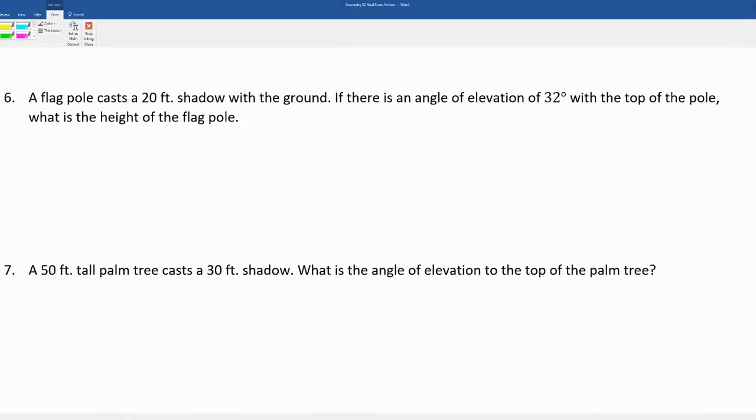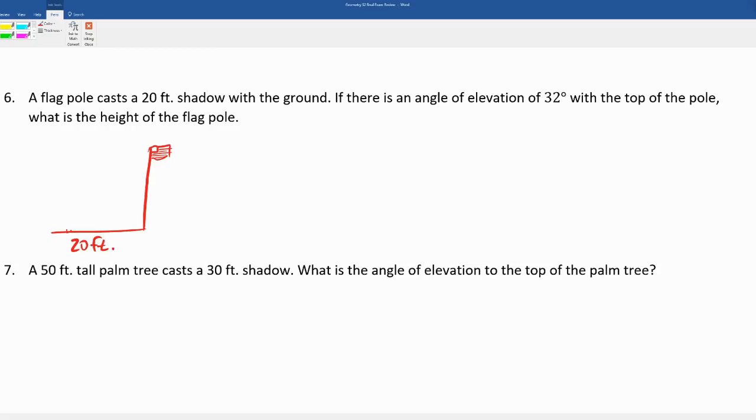All right, number 6, flagpole. It casts a 20 feet shadow to the ground. Let's draw a pretty picture so we can get an idea. Got this flag. Okay, it's Memorial Day. All right, got this flag, America. Very nice. It casts a 20-foot shadow. So there's a little shadow there, and that's 20 feet.